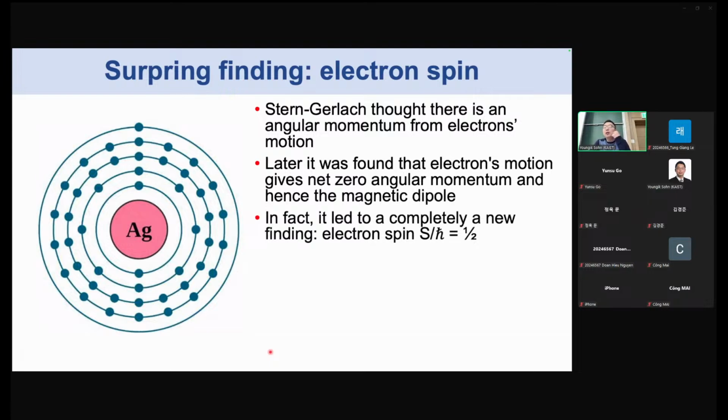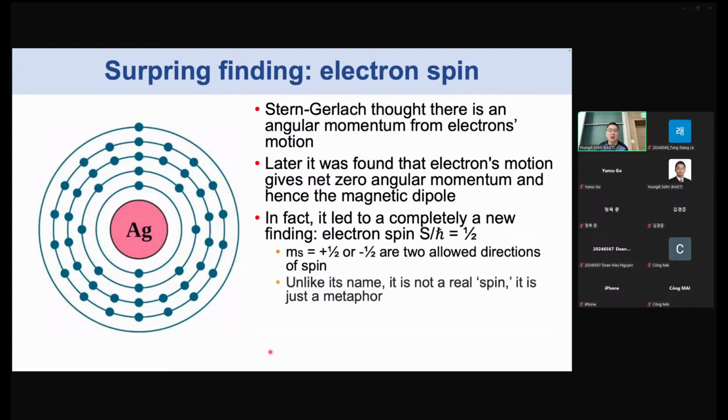So they thought, okay, there's something that needs to be figured out, because obviously by experiment it looks like there is a discrete angular momentum, right? But actually it's not coming from the orbit. Orbital angular momentum is zero. There is something else. What is that? That's spin. The electron itself is like a magnet. And then they are discrete. So that's their finding, okay? There are two allowed directions for the electron spin, right?